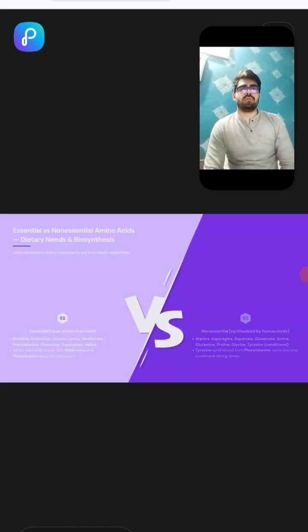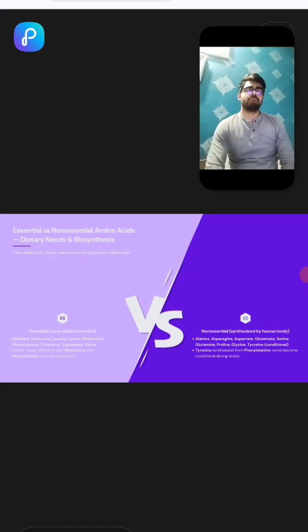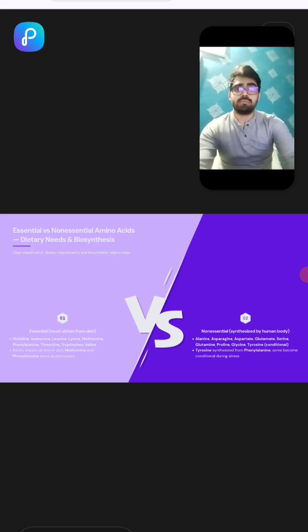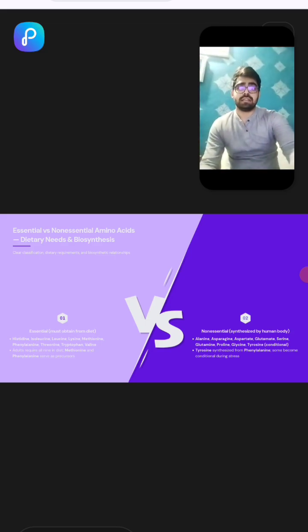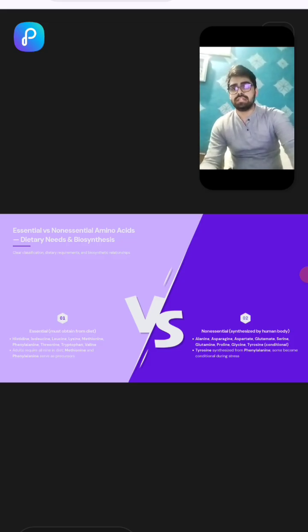As we go forward, we have a simple classification of essential versus non-essential amino acids, dietary needs and biosynthesis. First of all, we need to see the difference between essential and non-essential amino acids. First, essential ones cannot be synthesized by the human body. For example, histidine, isoleucine, leucine, lysine, methionine, phenylalanine, threonine, tryptophan, etc. Adults require all 9 in the diet.